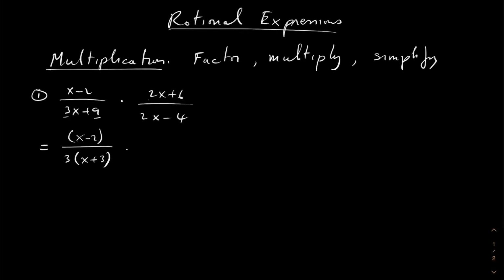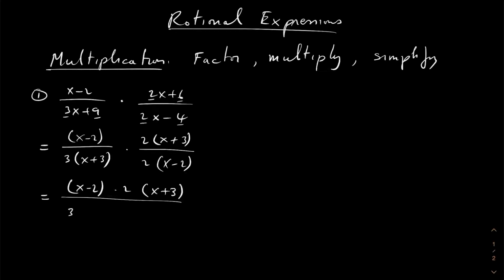In the second rational expression, the numerator has 2 as a common factor, and so does the denominator. So we can rewrite this expression as 2 multiplied by (x plus 3) divided by 2 multiplied by (x minus 2). The second step is to multiply across, so we can combine all of these into one fraction. We're going to have (x minus 2) times 2 times (x plus 3) divided by 3 times (x plus 3) times 2 times (x minus 2).